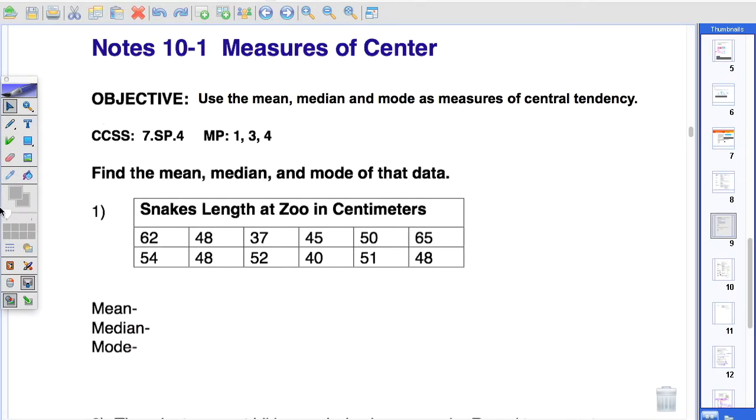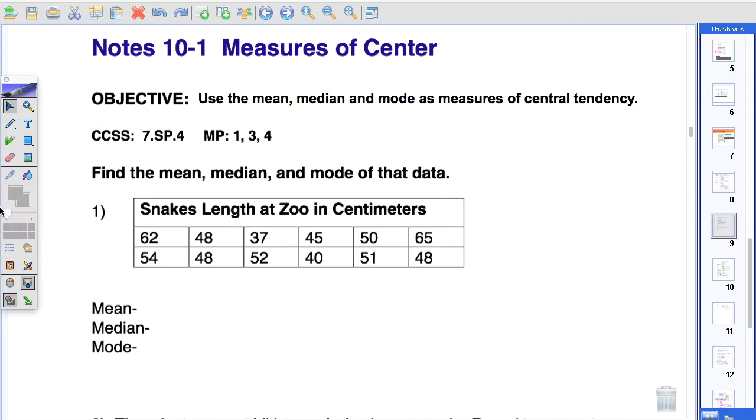This is notes 10-1 on measures of center. The objective is to use the mean, median, and mode as measures of central tendency. The Common Core state standards are listed in the mathematical practices. So we are finding the mean, median, and mode of the set of data.